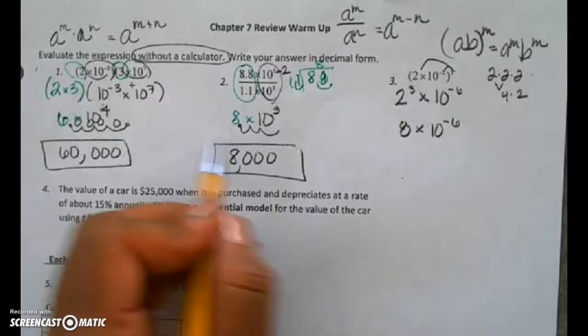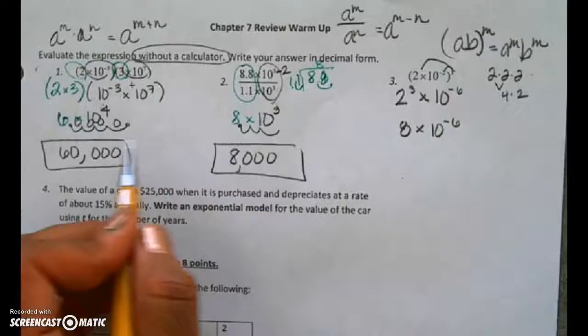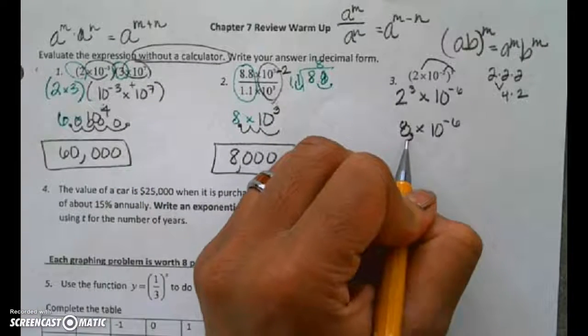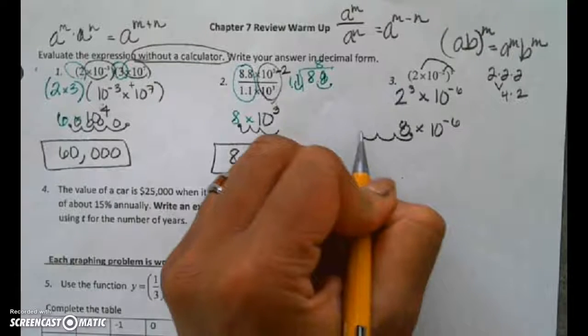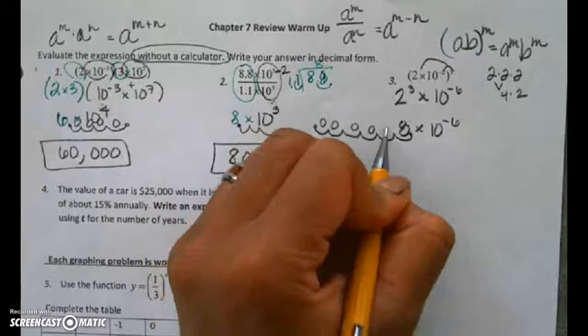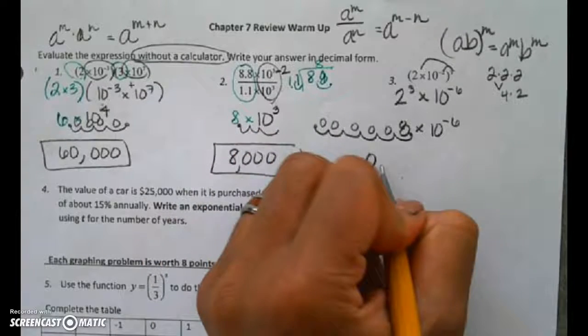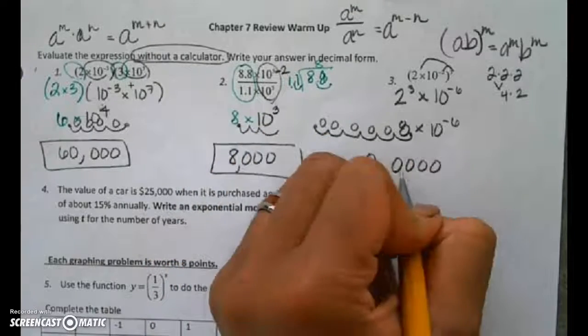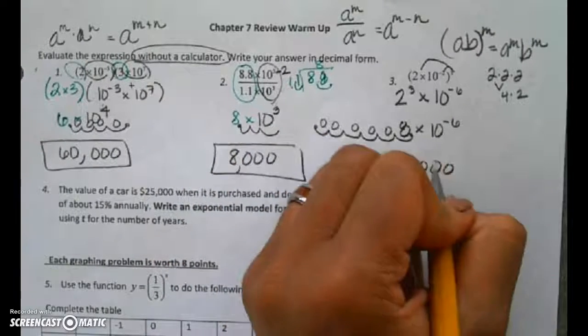Now this exponent is negative, so instead of going to the right like I did for these two, I'm going to go to the left. Decimals at the end always, if they don't give me one. So 1, 2, 3, 4, 5, 6, and I'll fill in the rest with zeros. 0.000008.